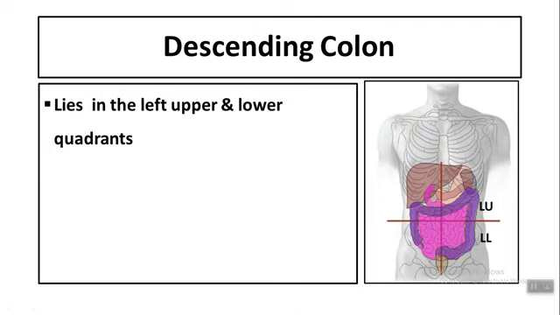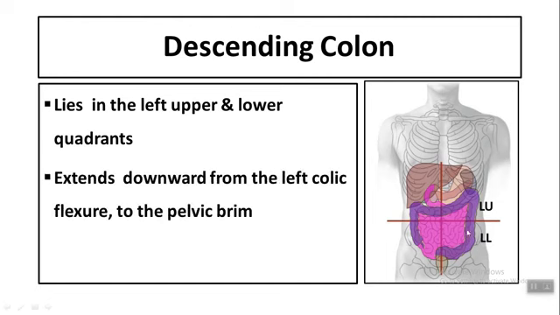The descending colon. Descending colon lies in the left upper and left lower quadrants of the abdomen, at the periphery of the abdomen. The large intestine in general is located at the periphery of the abdomen. It extends downward from the left colic flexure, or the splenic flexure, down to the pelvic brim where it becomes continuous with the sigmoid colon.